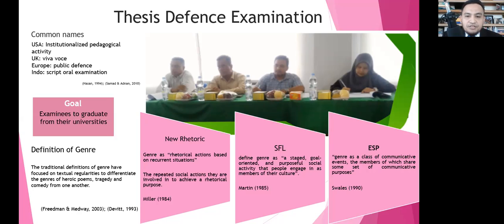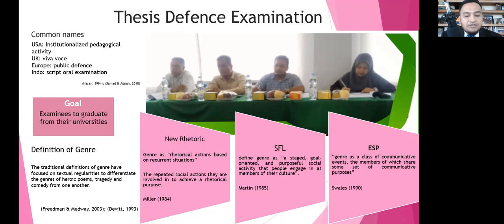Then the second tradition is the systemic functional linguistics tradition. In this tradition, Martin defined genre as a staged, goal-oriented, and purposeful social activity that people engage in as members of the culture. A genre is staged because it has several phases to reach the goal. It is goal-oriented because it aims to achieve something, and it is social because it is interactive.